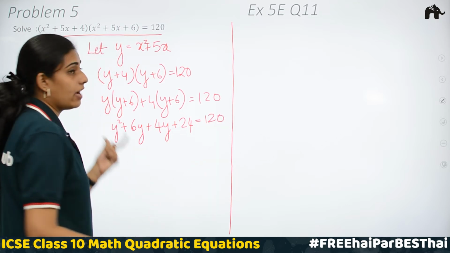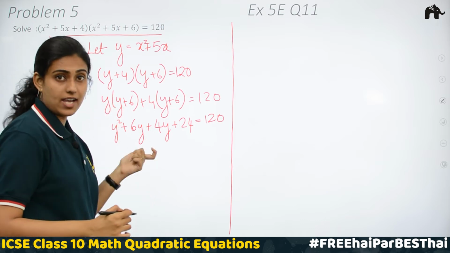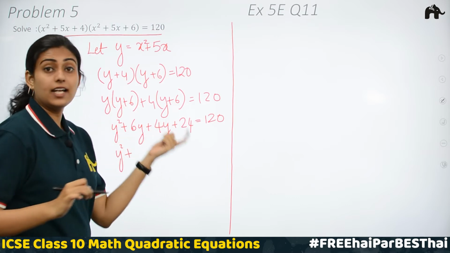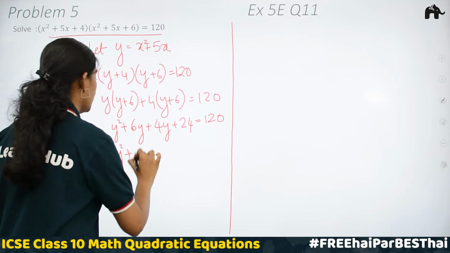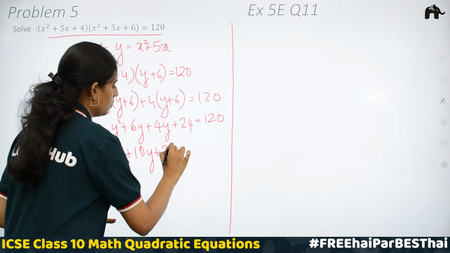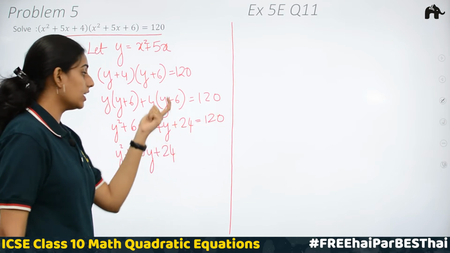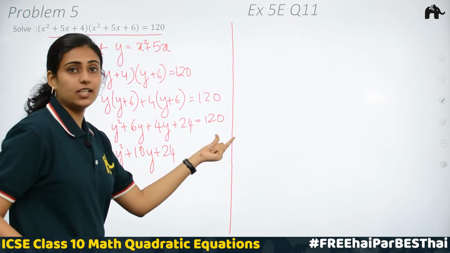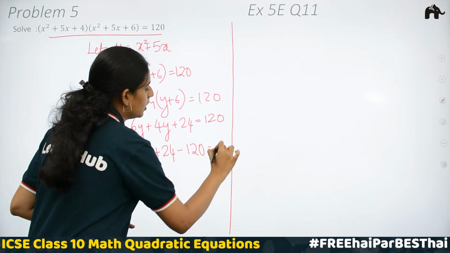Next, we have to take all the terms containing y². Here we have y². Next, the terms containing y, 6y and 4y, you get 10y + 24. Now, this 120 should be taken to the opposite side to get the standard form of the quadratic equation. That is, plus 120 becomes minus 120.